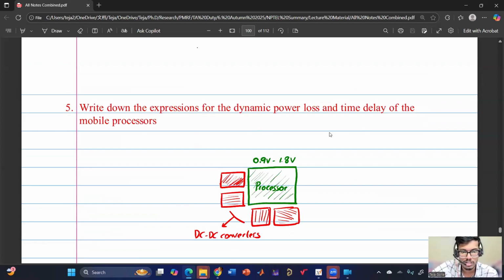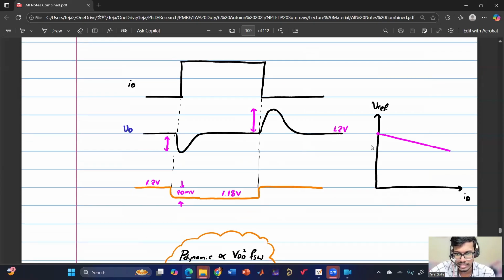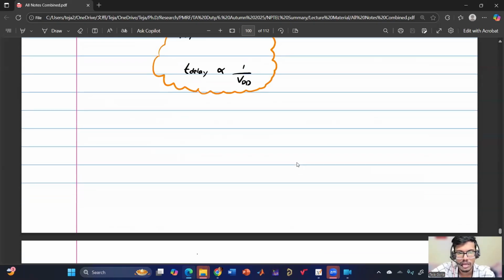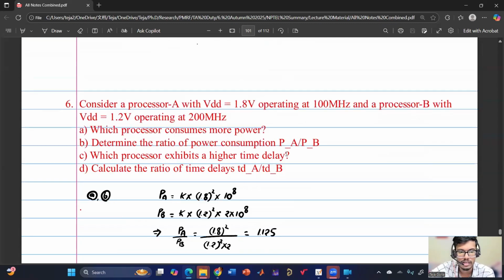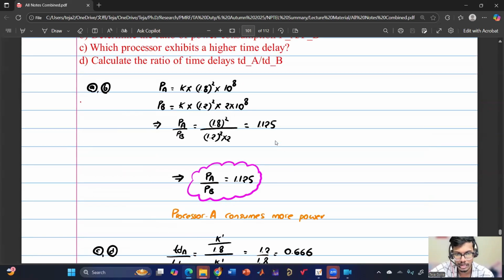And then we have also discussed dynamic voltage scaling. I have given a practical example about a processor and how dynamic voltage scaling is needed. Sometimes we need to change the V reference from a certain value to another value. In such cases, what will be the delay and dynamic power consumption related to that VDD. We have solved one problem where we considered two processors with two different conditions, and we have seen which consumes more power and which exhibits a higher time delay based on the relation.